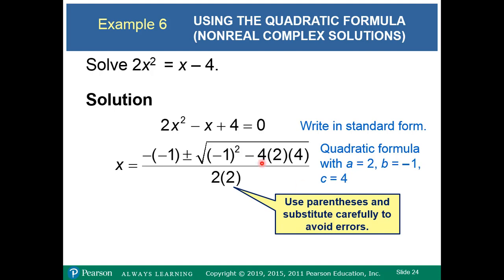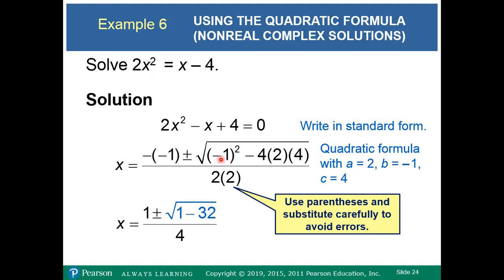Again, use parentheses to substitute carefully to avoid errors. Very, very important to take your time. Again, negative 1 because B is negative 1, so it's the opposite of whatever B is. So negative of negative 1. And then of course this is negative 1 quantity squared. So this is negative 1 times negative 1, which is positive. So be careful.